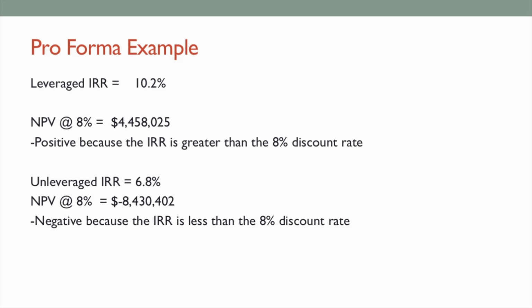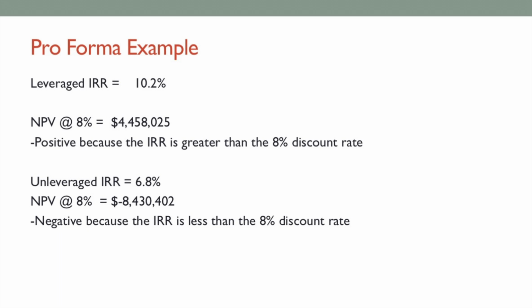Right? That's a nice thing about Excel. I'll put my little push in for Excel at the end, but the leveraged IRR, I'm just going to focus on that, is 10.2%. The NPV at 8% is positive $4.4 million. The unleveraged, I do have it here, 6.8 and negative 8.